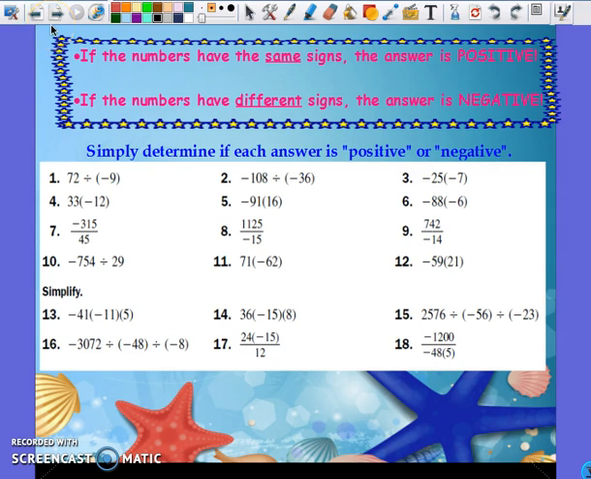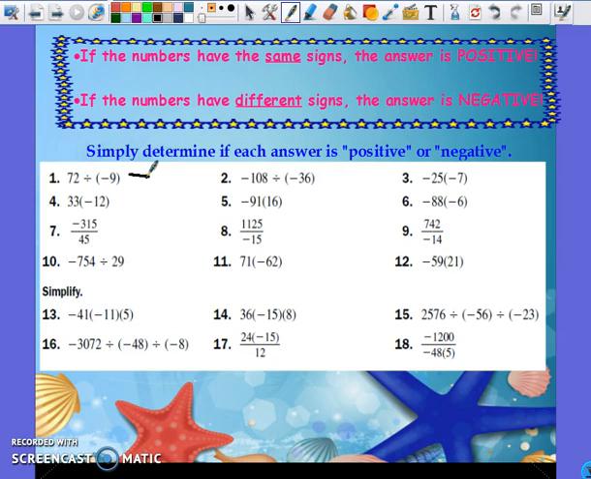So for these, we're just going to simply decide if the answer is going to be positive or negative. And I'm going to do the first column with you, and then you'll do the rest on your own. So the first one, we have positive 72 divided by a negative 9. A positive divided by a negative is going to be a negative because they're different signs. And you could put N or P, it doesn't matter.